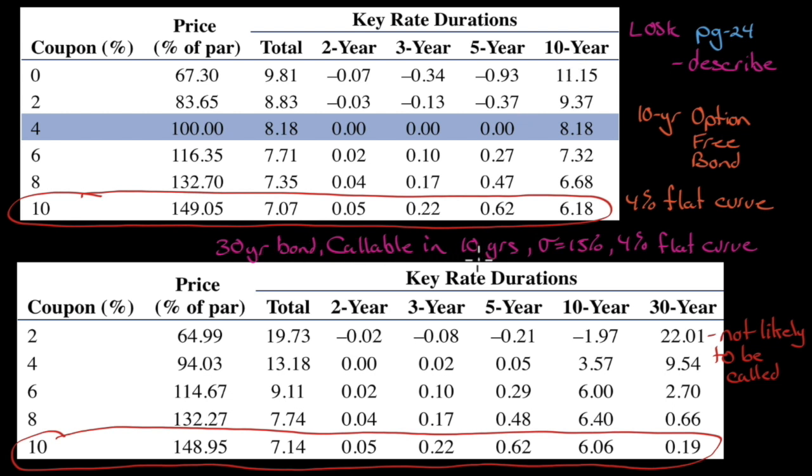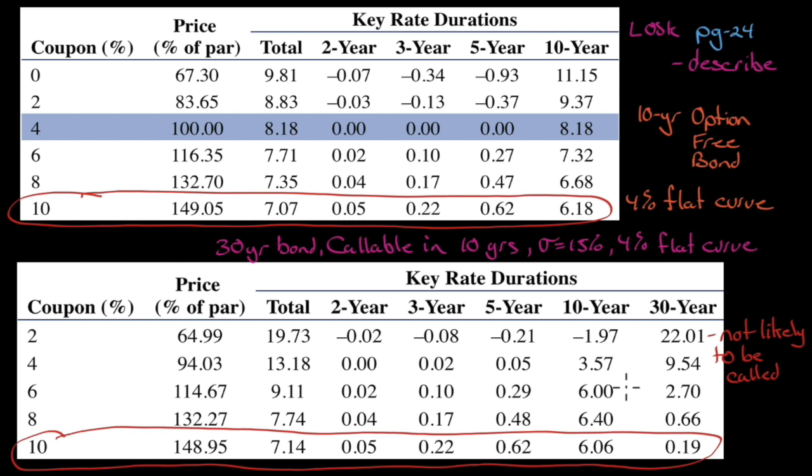It's callable in 10 years. Volatility of 15%, 4% flat yield curve. I'm not going to go through the derivation of how these came about because this requires a tree and lots of work to get to. You certainly wouldn't, especially with a 10-year. Well, this is a 30-year, so I'm not going to do it. Just take my word for this, please.